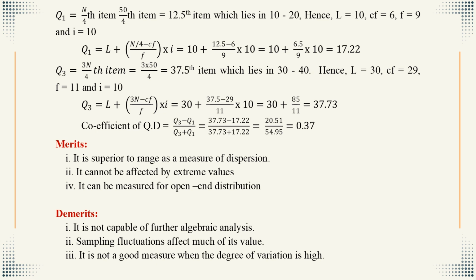Now let us see the merits. First one, it is superior to range as a measure of dispersion. It cannot be affected by extreme values. It can be measured for open end distribution. Demerits: it is not capable of further algebraic analysis. Second one, sampling fluctuations affect much of its value. It is not a good measure when the degree of variation is high.